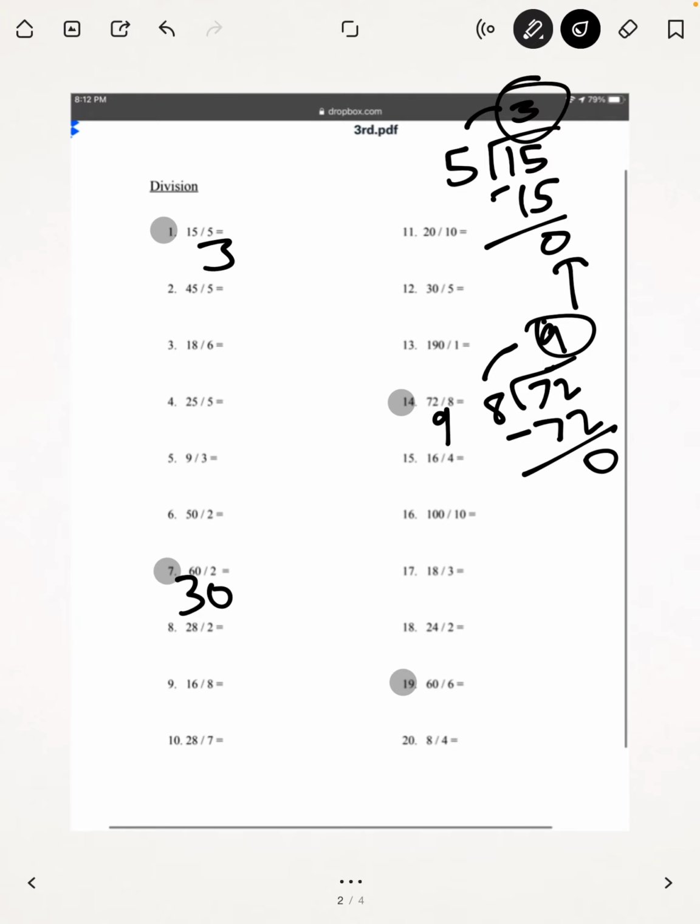60 divided by 6. 6 divided by 60. 6 goes into 6 1 time. 6 times 1 equals 6. Subtract, 0. Bring down the 0. 6 can't go into 0, so 0 times. 6 times 0 equals 0. Subtract it, equals 0. So it's 10.